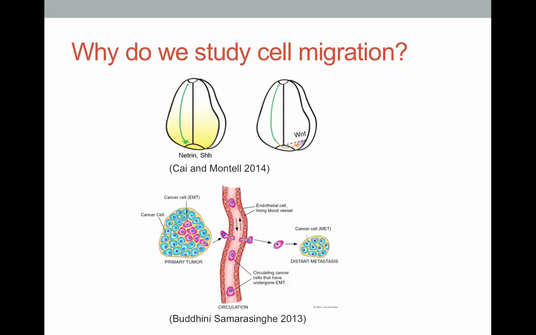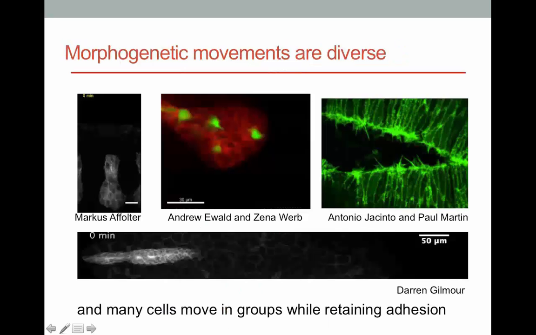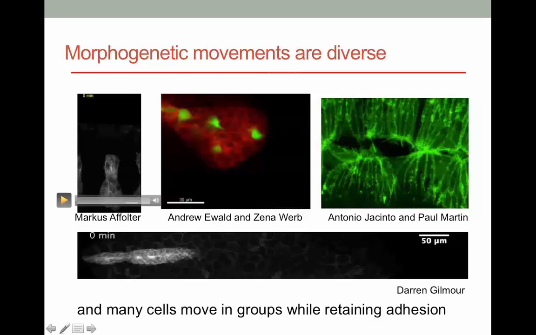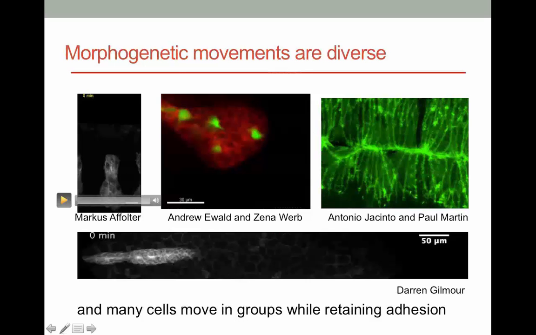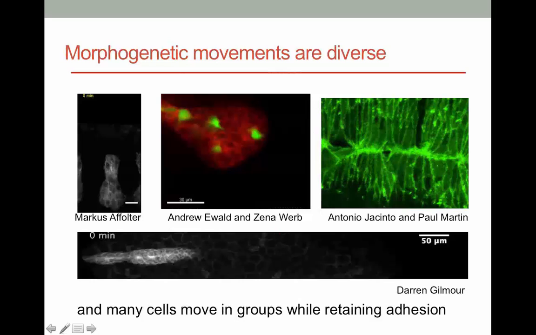As the examples shown here, cell migration is usually shown as single cells traveling alone over long distances. But actually, as we're now able to do live imaging in living organisms, we're able to see increasingly that morphogenetic movements are really diverse. Many cells travel while maintaining a group together, and they're adhered to each other.